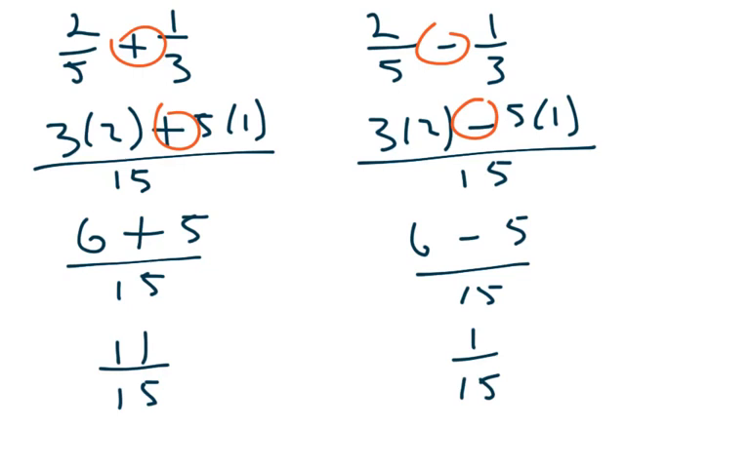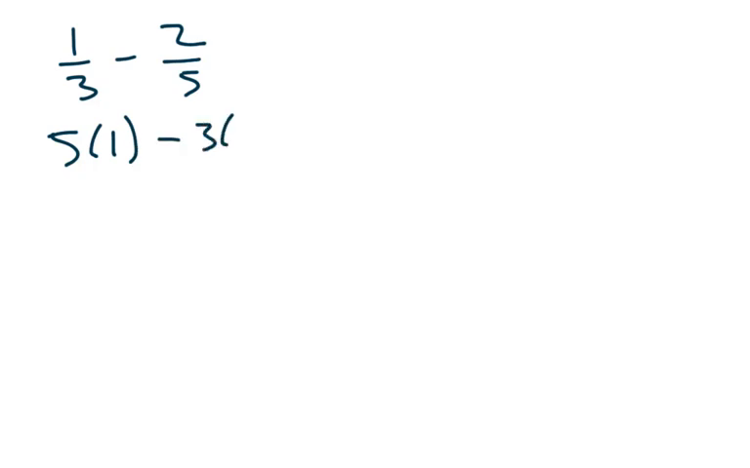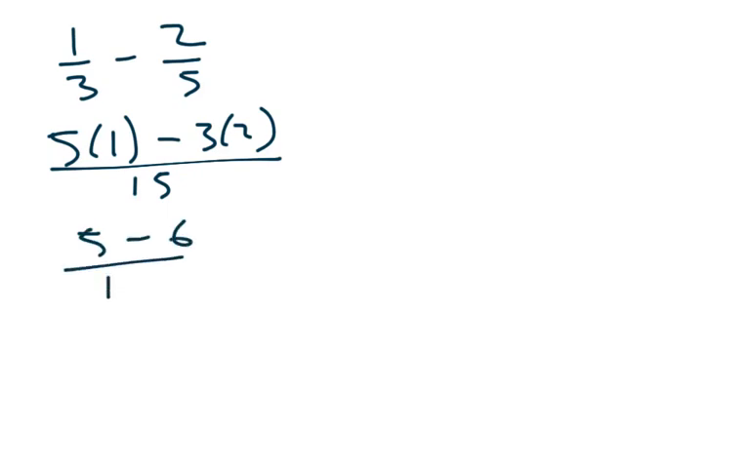And last but not least on this one, I'm going to go maybe 1/3 minus 2/5. So that's going to give me 5 times 1 minus 3 times 2 over 3 times 5, which is 15. And that's 5 minus 6 over 15, and that's equal to minus 1 over 15. Okay, so if you subtract 5, take away 6, you get a minus 1. So it's minus 1/15, and that's okay.